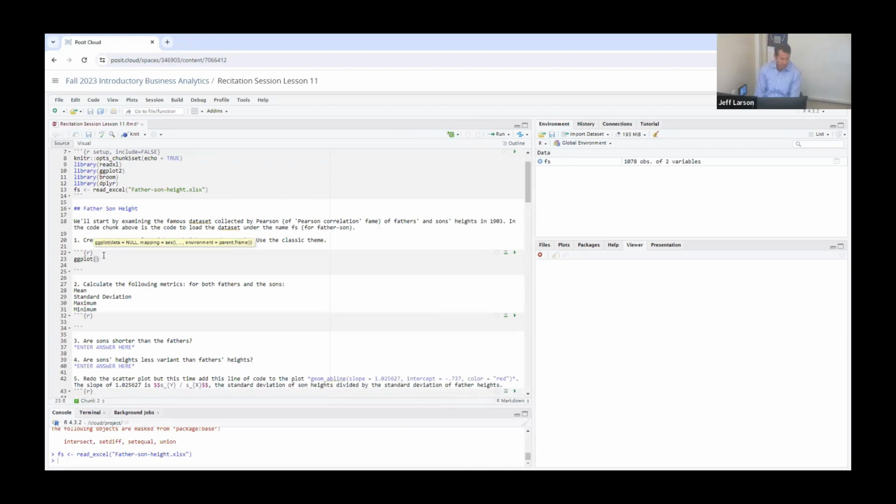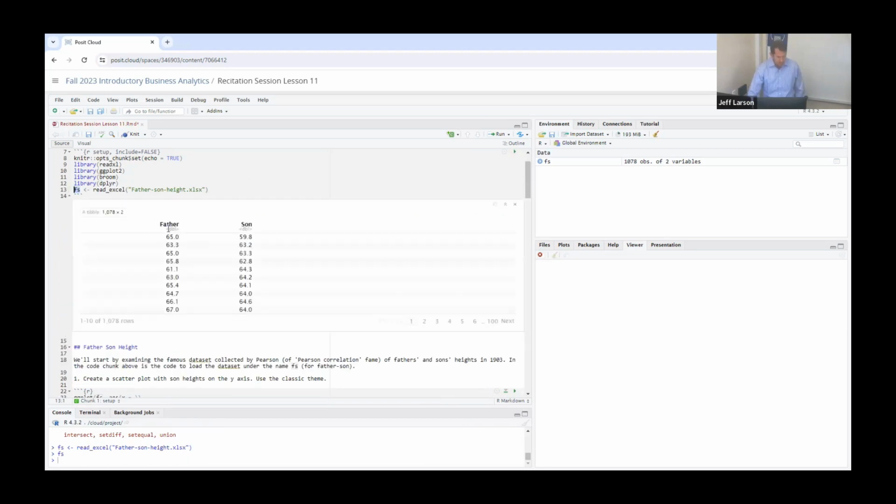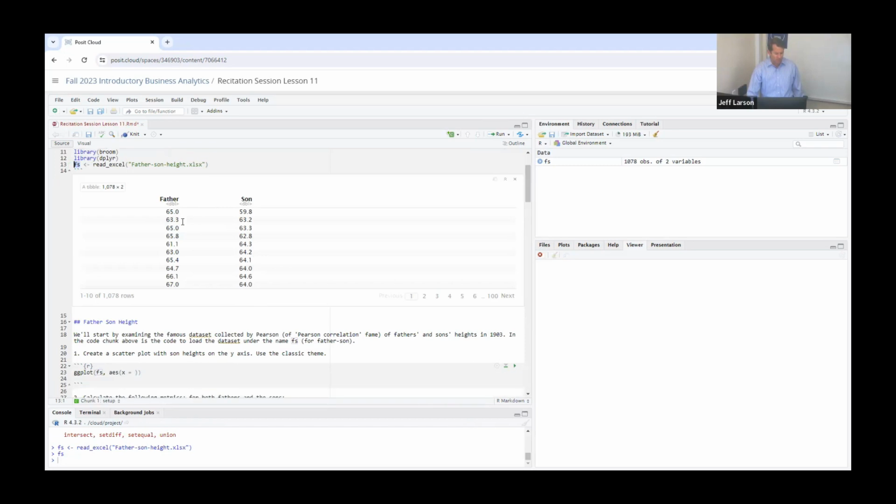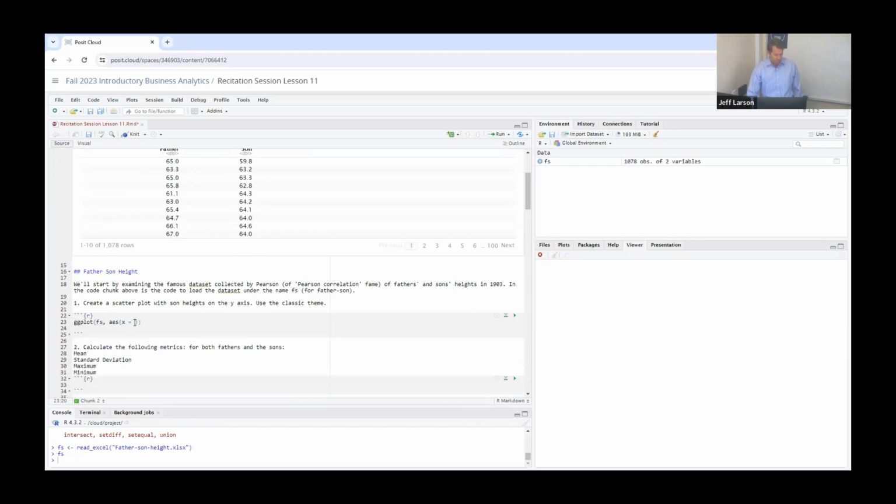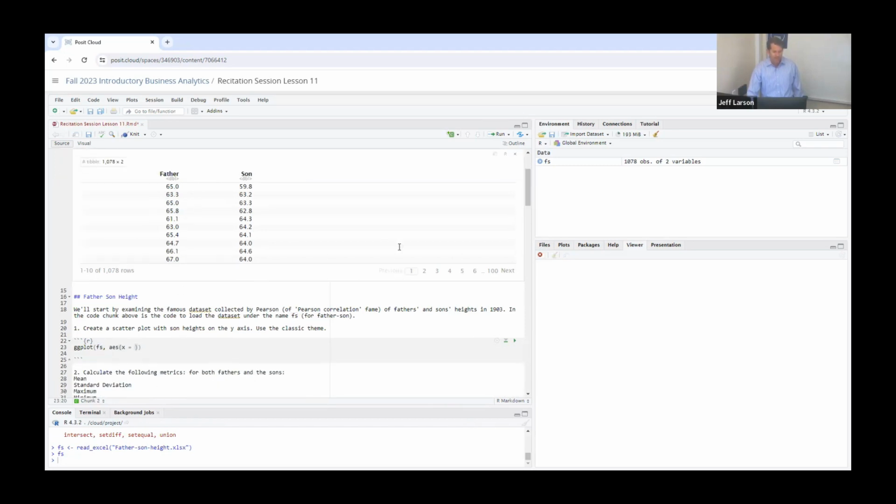Okay. ggplot first, our data is going to be fs. And then our aesthetic statement, x equals what and y equals what. Let's take a look at the data really quickly. So we just have father, son, right? All we have is their heights measured in inches.